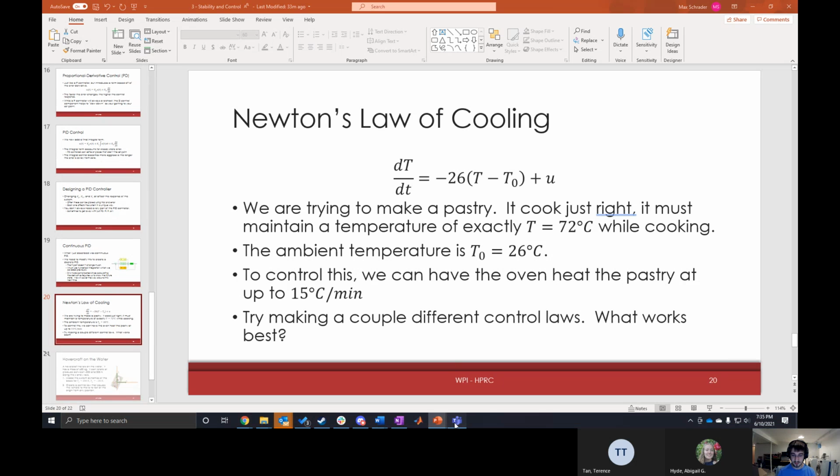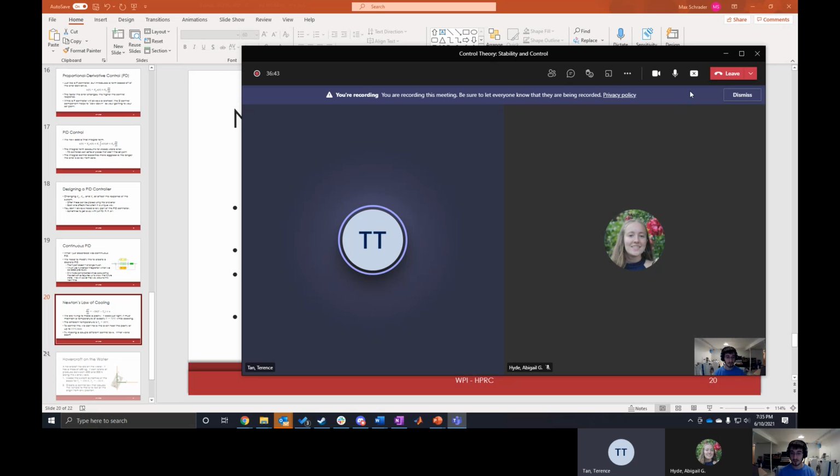I'm going to stop screen sharing. Are we starting at ambient temperature and then trying to achieve the 76? Yeah, I didn't specify initial conditions. You can just assume your initial condition is ambient temperature, and your goal is to get the pastry to maintain a constant set point temperature, staying within a reasonable error margin of that set temperature, at most plus or minus a degree or something.